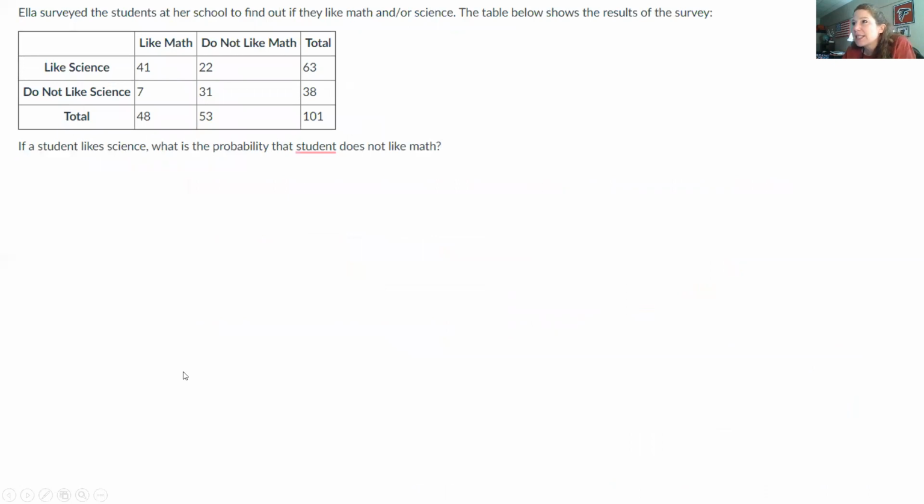Ella surveyed the students at her school to find out if they like math or science. If a student likes science, only the students who like science. If a student likes science, which is 63 of them, what is the probability that a student does not like math?